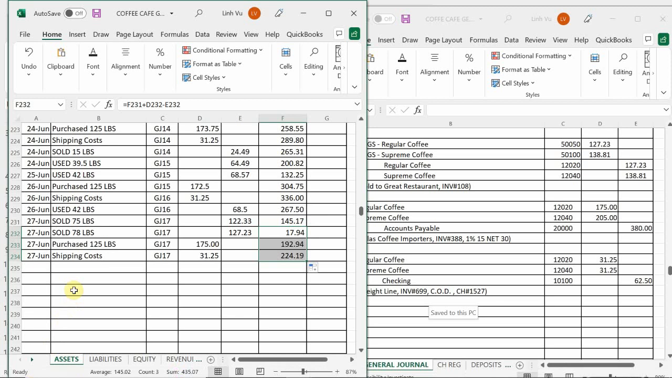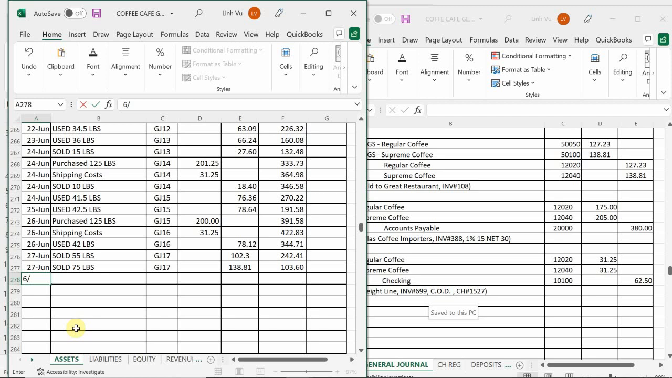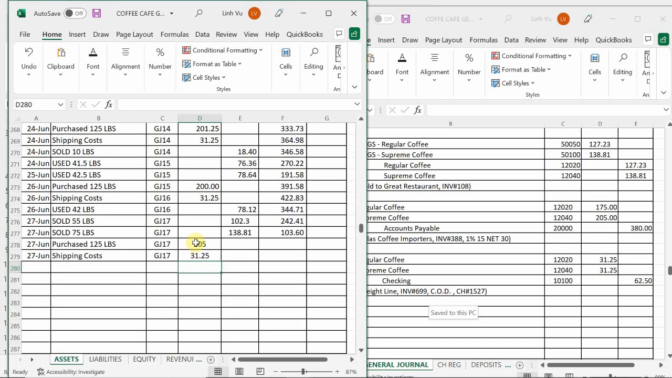We also need to update our Supreme coffee here. We received 125 pounds of coffee and paid the shipping cost, right? And this one, we increased our Supreme account by $205 plus the shipping of $31.25. So therefore, we have a total ending balance of $339.85.